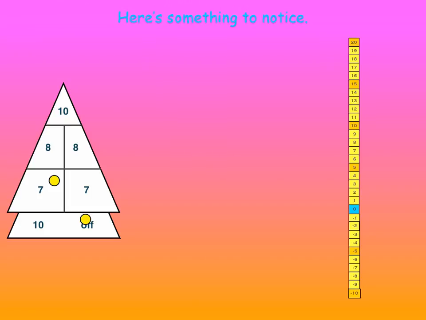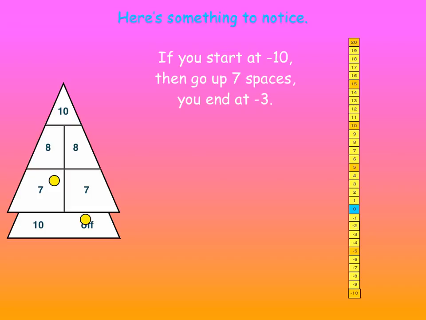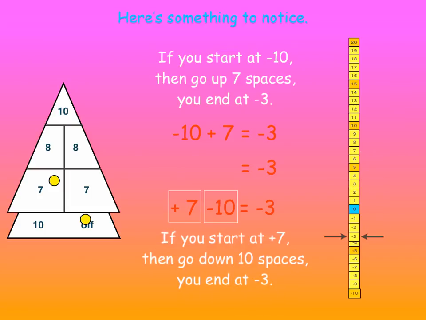Here's something to notice. If you start at -10 and then go up 7 spaces, 1, 2, 3, 4, 5, 6, 7, you end at -3. Well, let's take those numbers and rearrange them. So now we start at 7 and go down 1, 2, 3, 4, go down 10, and you also end at -3. So if you start at 7 and go down 10 spaces, you end at -3.